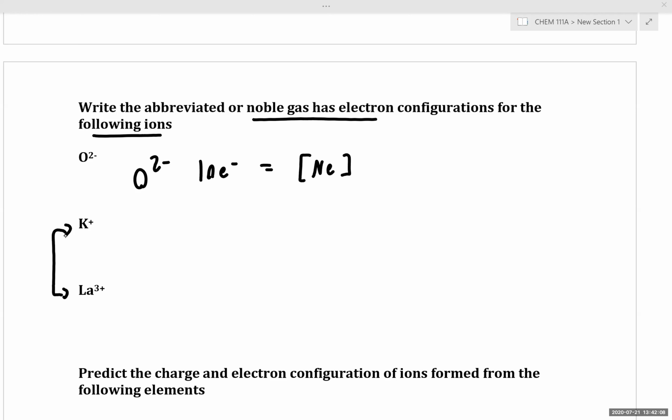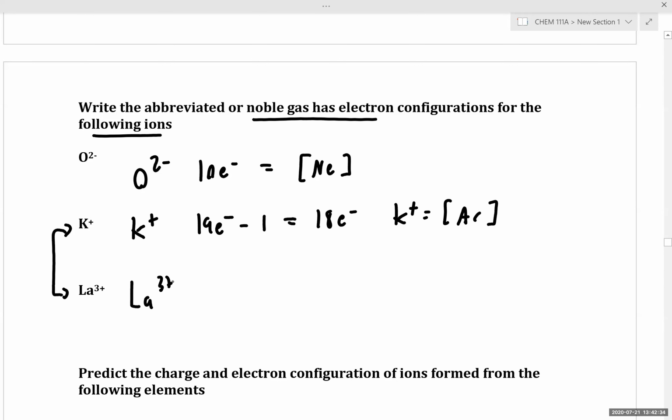Okay, so potassium plus. So counting the electrons, potassium in the periodic table has 19 electrons, minus 1 for the +1 charge. So we have 18 electrons. The noble gas that has 18 electrons is argon, so potassium plus is isoelectronic with argon.